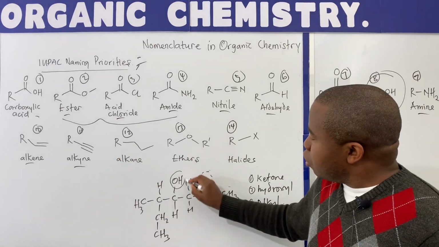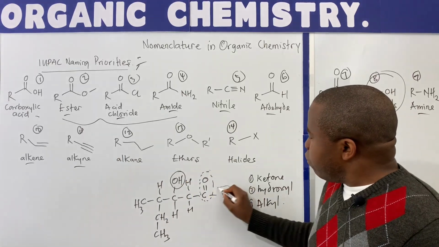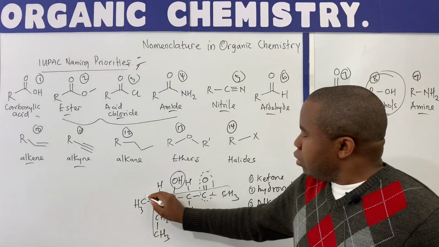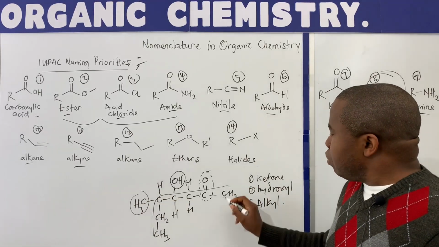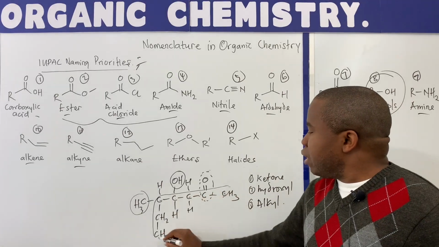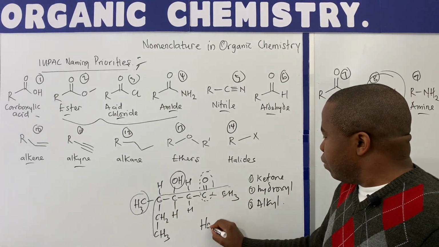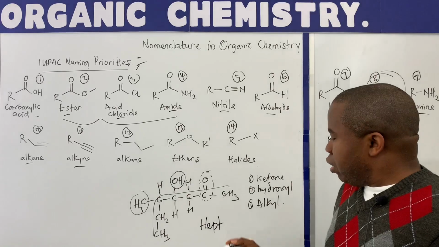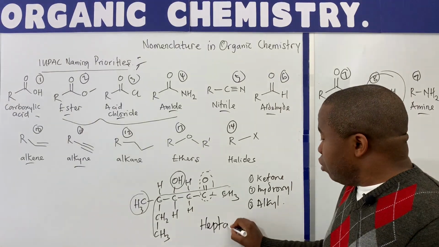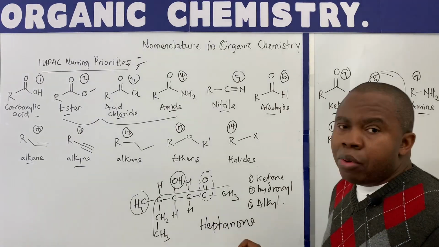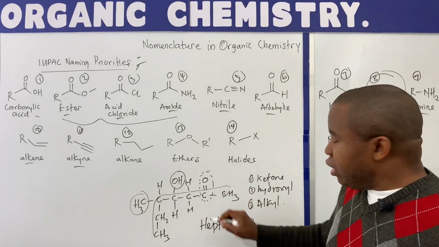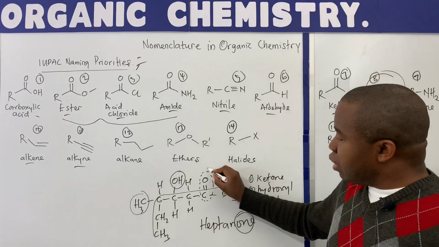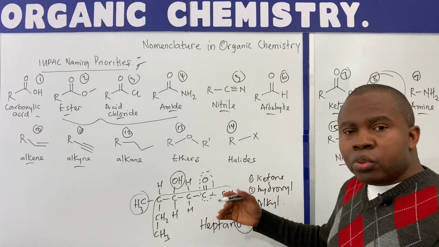So this becomes substituents, and since we are following this path, this also becomes substituents. So the parent's name becomes 1, 2, 3, 4, 5, 6, 7. It's going to be a heptanone, basically. But we are not just going to say heptanone. We have to include the position of the one. The one is the ketone group.